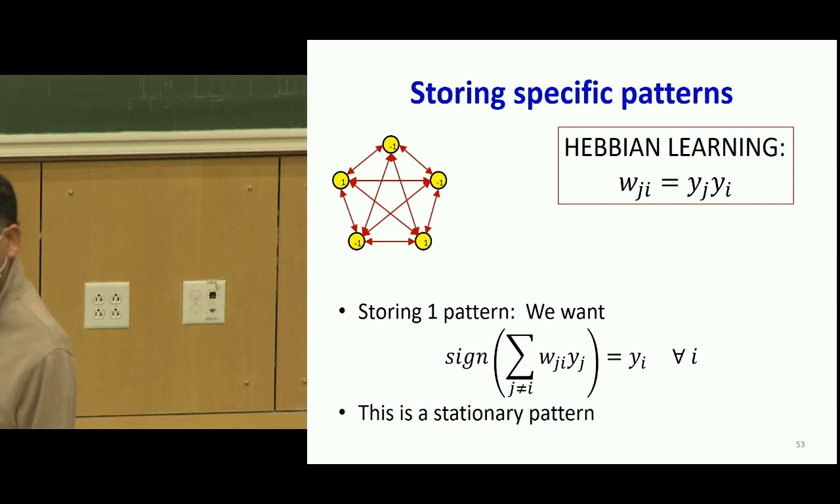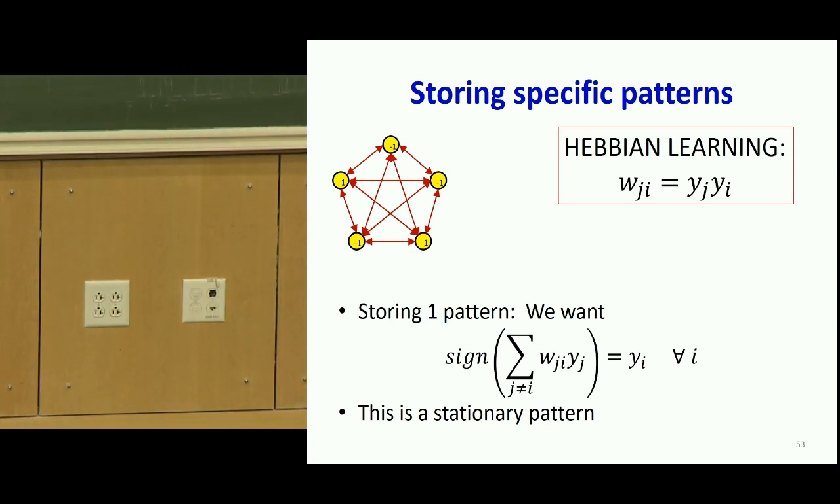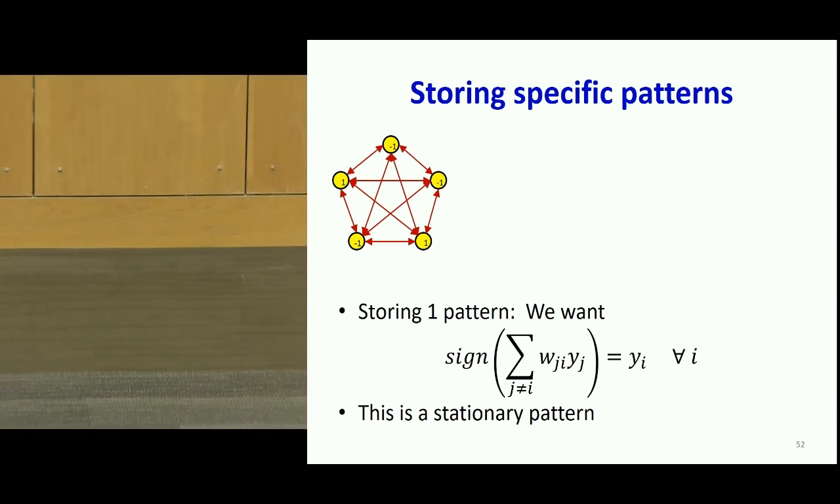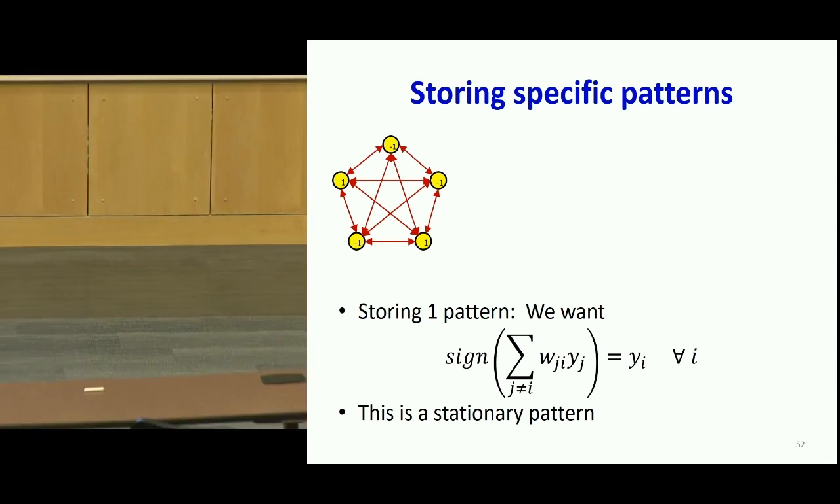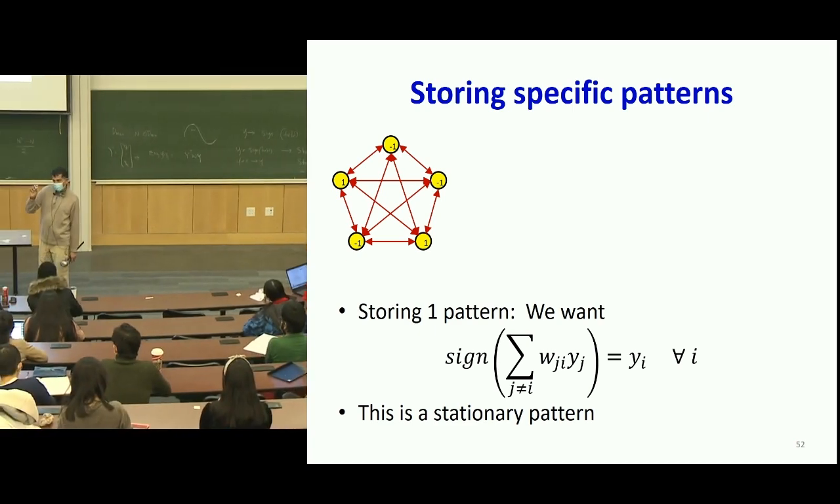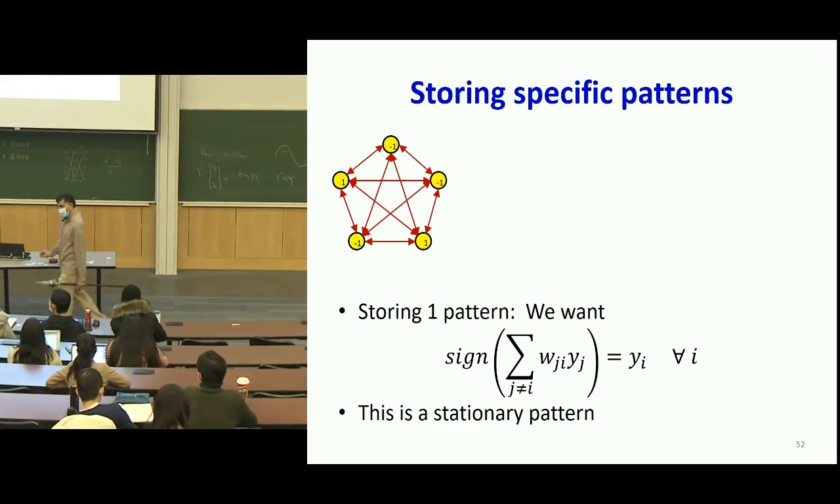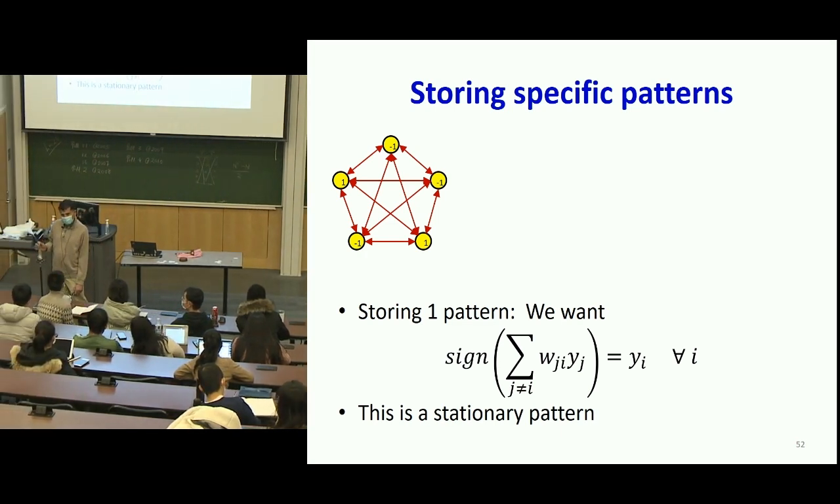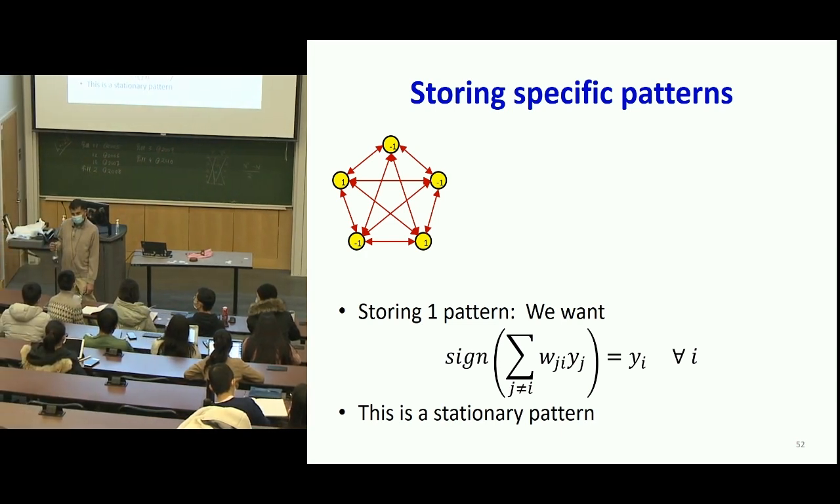For this, we're going to use Hebbian learning. How many of you remember Hebbian learning? Who's number 9? Who is 9? There is a 9. Yes, what was Hebbian learning? Product of the weight and input?